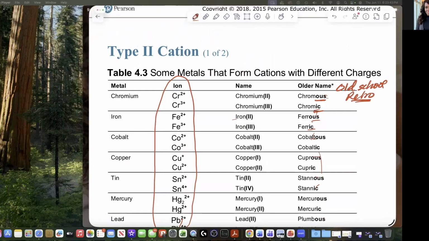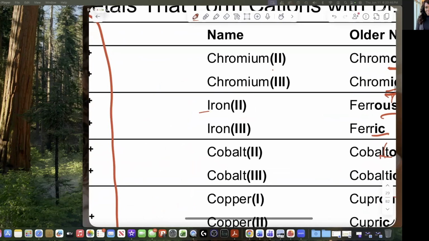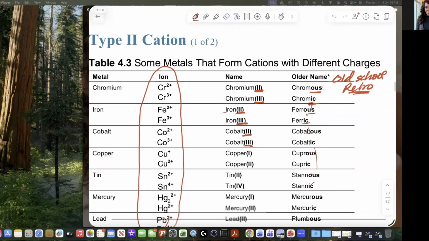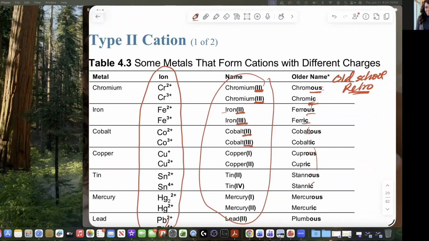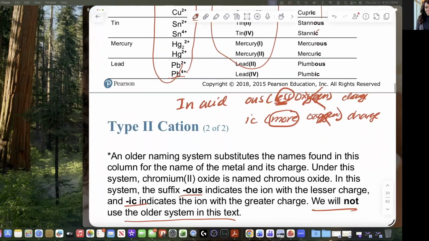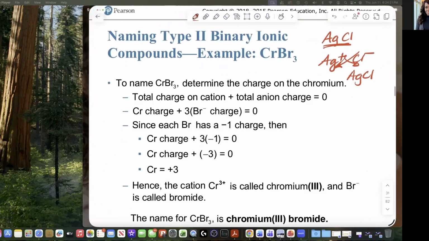Now the new way is to actually specify the charge. This is more clear because if the person you're talking to did not know what ic or ous was, then they were as lost as anybody else. But if you say chromium 2, there is no question the charge on that chromium is 2. Chromium 3, there's no question the charge is 3. Iron 2, iron 3, cobalt 2, 3. There is no question about what the charge on these cations is for the multivalent ionic compound. I've already explained that part, so I'm going to move on.